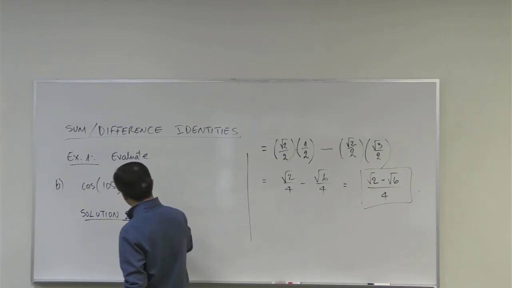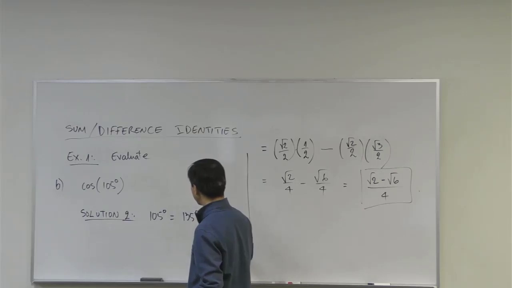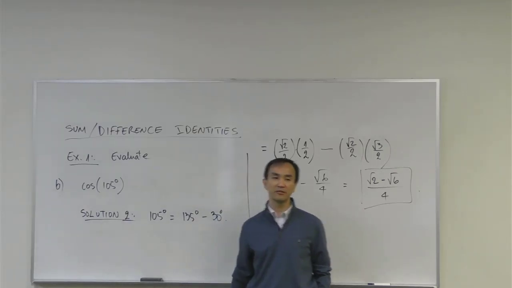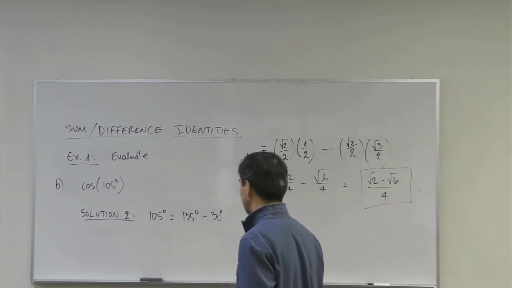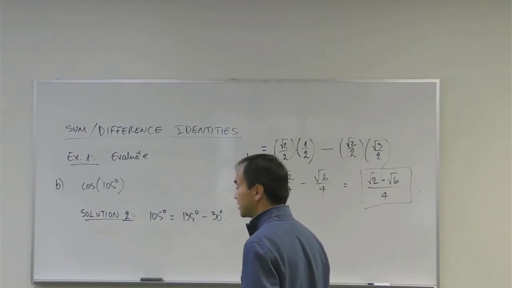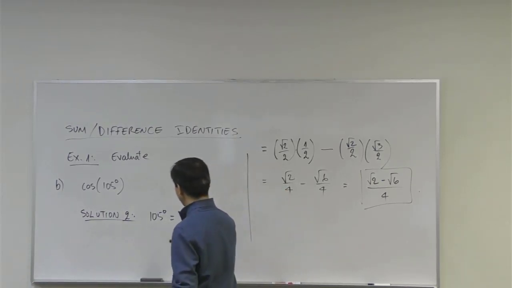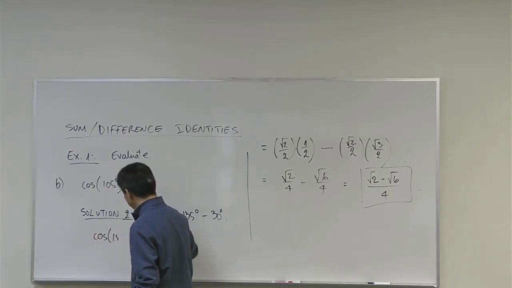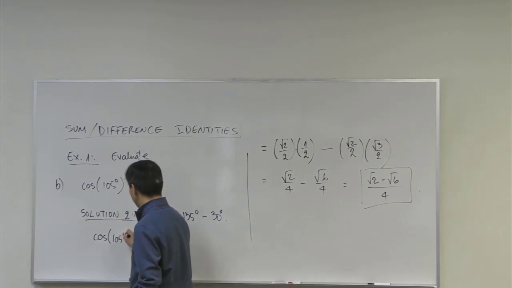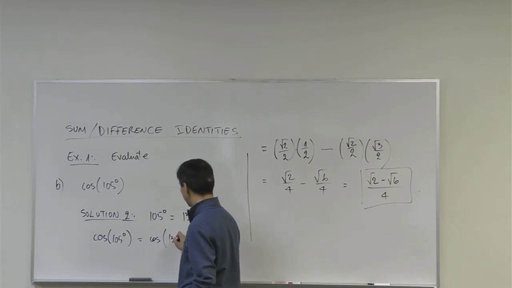So, the 105 angle, I can also see that as 135 and take away 30. A difference, and that's just my thinking right now. You can also explore some other different ways. The point is the same angle 105. We're starting out without a known cosine value, but we can purposely see 105 as a difference so that we can apply cosine of a difference. So cosine of 105 is the same as cosine of that difference, 135 minus 30.